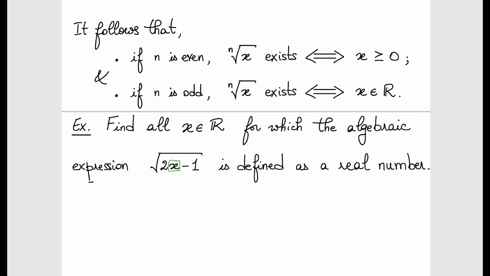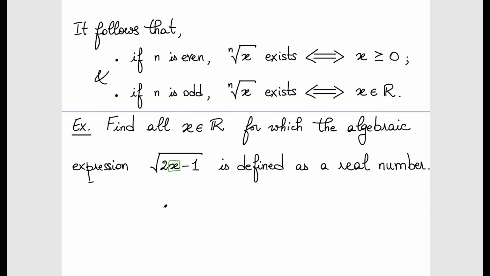Alright, so what are the numbers that can be plugged in here so that this whole thing becomes meaningful? Let's try. If you plug in 0 for x, this becomes 2 times 0. And what's 2 times 0? That's 0. 0 minus 1 is -1. So the whole thing becomes square root of -1. That's nonsense, right? This is not a real number. So I cannot plug in 0.